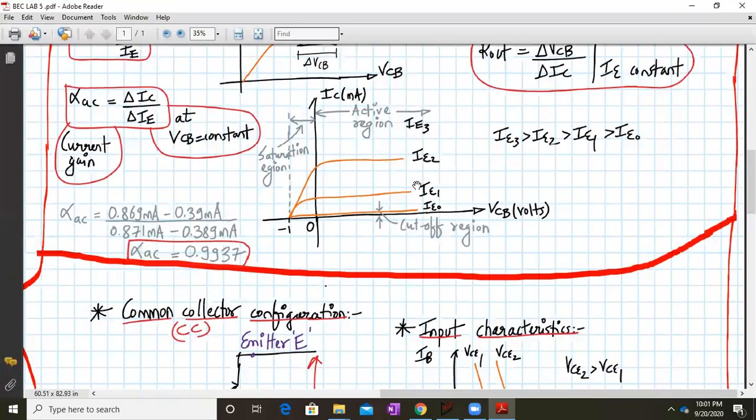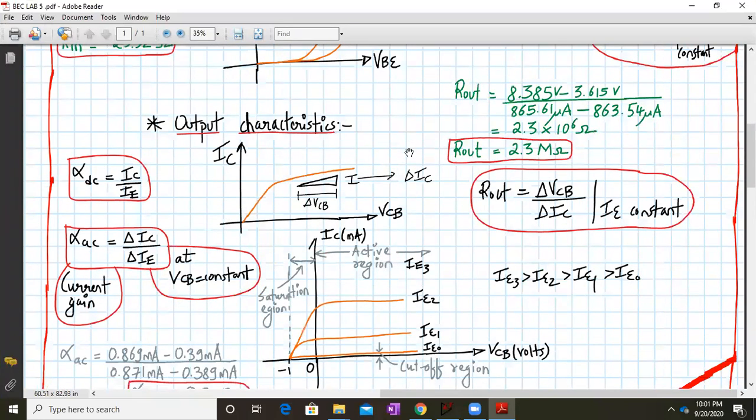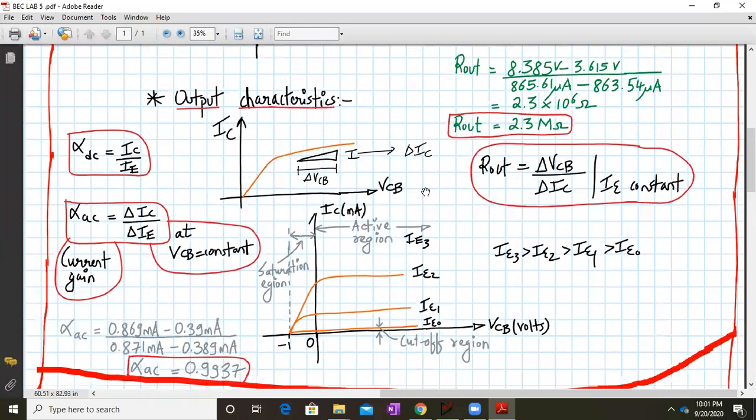So again, I recap. In the common base configuration, the input characteristics will tell you about the input impedance, which is quite low for common base. And from the output characteristics, we can determine 3 things. First of all, the output impedance, which is quite high for common base configuration. Second, we determine the current gain, the alpha DC value, which is my common base current gain, which is less than 1, and that is also very important. And thirdly, we can determine in which operating mode my transistor is operating. So this is my saturation region, this is my active region, and this is my cutoff region.